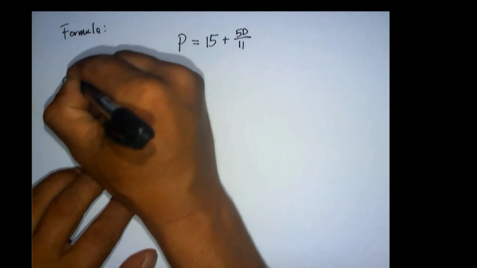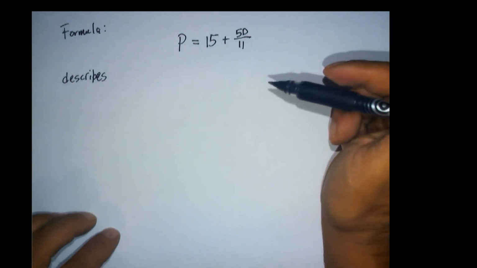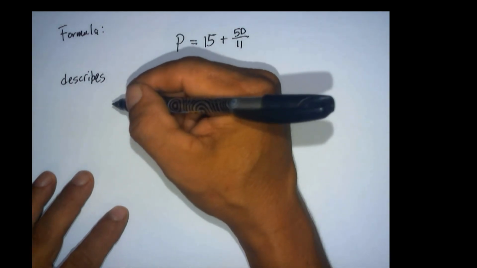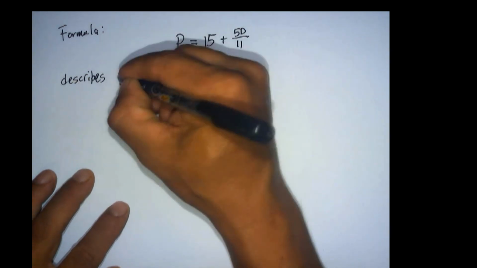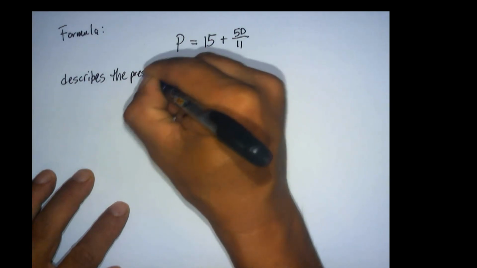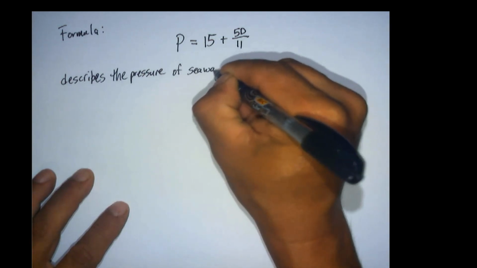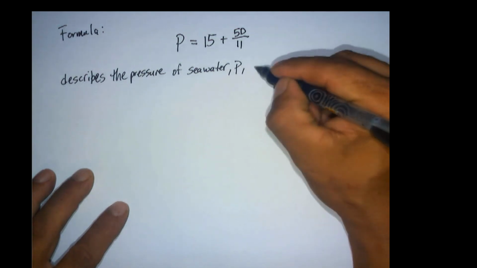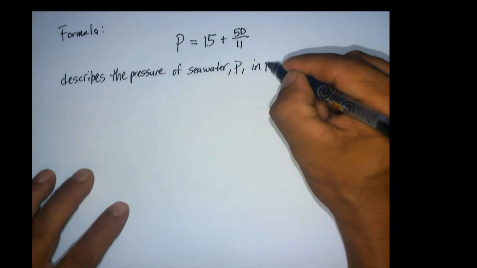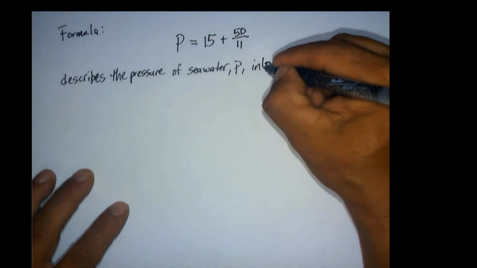It describes, and if you watch those deep sea movies like The Abyss and all those things where they're way at the bottom of the ocean and you're wondering why the whole ship's about to crack up, this is why. It describes the pressure of seawater, which is P. P is pressure, in pounds per square foot, which is pounds per foot squared.